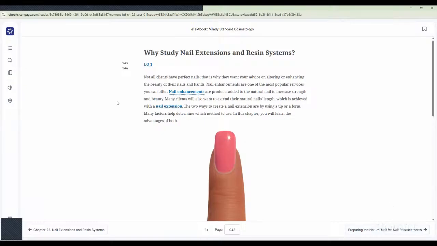All right, let's look at some nail enhancements. I'm going to highlight these particular areas. I'm going to read, then highlight. Hold on one moment.